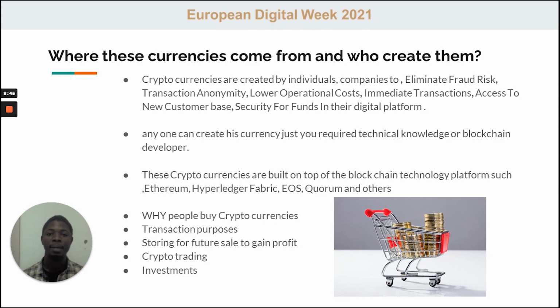But there are common questions that need to be tackled regarding cryptocurrencies: where they come from, who created them, and what they are created for. It's simple to answer. Cryptocurrencies are created by individuals and companies for eliminating fraud risks and for transaction anonymity. Low operation cost is also one of the reasons for creating crypto, and immediate transactions are also a factor. Access to a new customer base and security for funds on their own digital platform. Those are the reasons for the companies and individuals creating crypto.